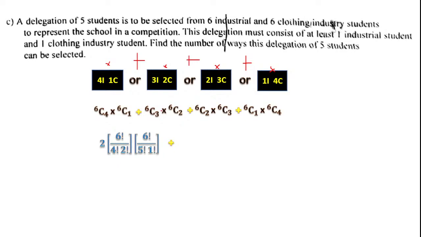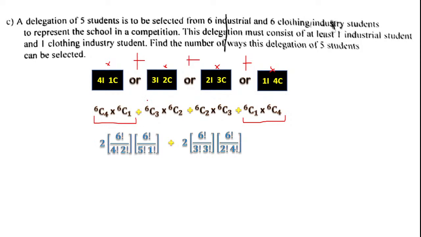Now plus, this second one is 6 combination 3. That is 6 factorial on 3 factorial, 3 factorial. Then 6 combination 2 is 6 factorial, 2 factorial, 4 factorial. Why have I put these 2 here? If you look at this first one and this last one, they are repeating, right? So this one occurs 2 times. So that's why I put these 2 here. Instead of writing it 2 times, I've written it once.